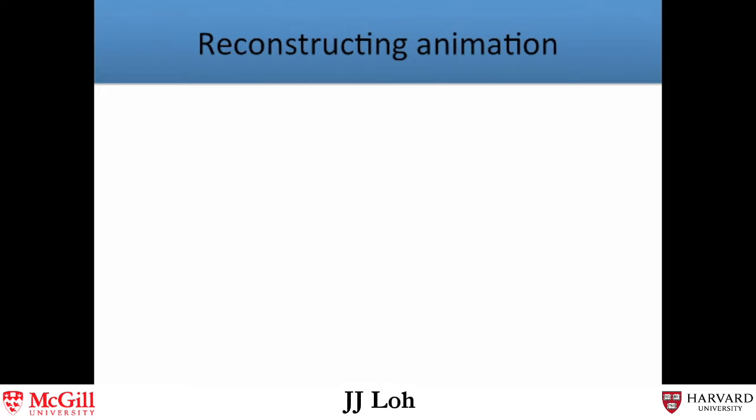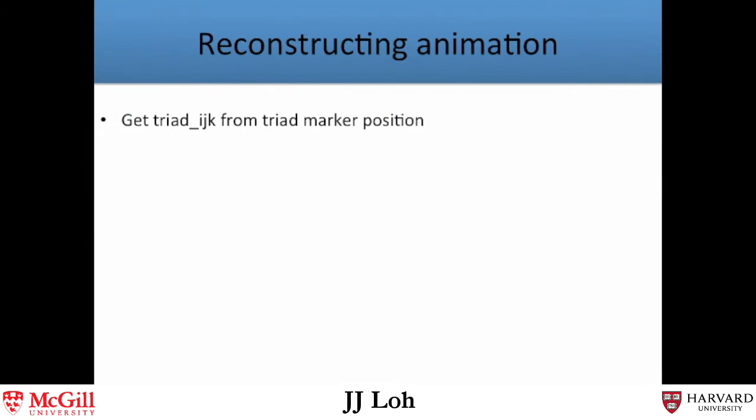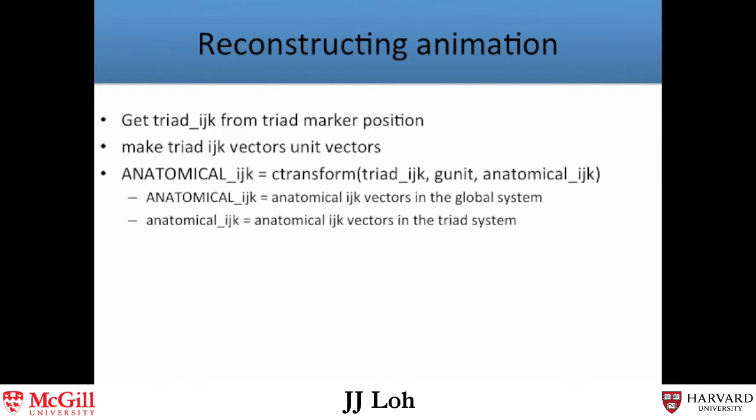So now if I want to animate the limb segment, I can do the following. 1. Get the triad ijk orientation from the triad's 3 markers. For this I use that cross product method explained before. 2. Make the triad vectors unit vectors. 3. Transform the anatomical ijk vectors that we stored in that triad system out of the triad system to the global system to get the orientation of your animation limbs.